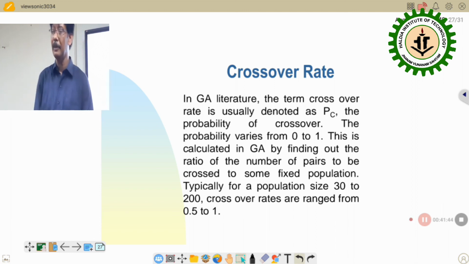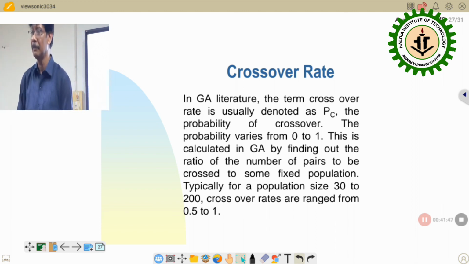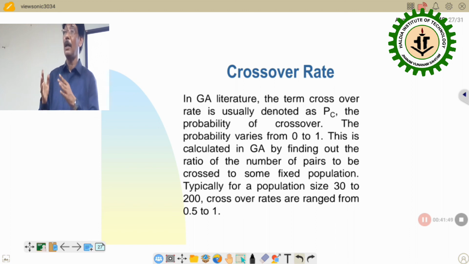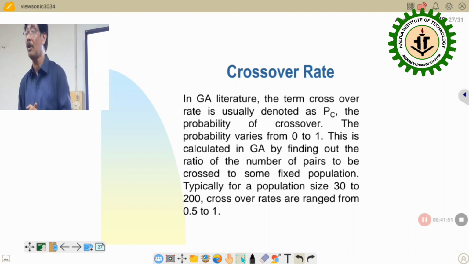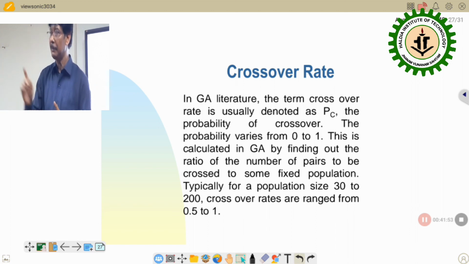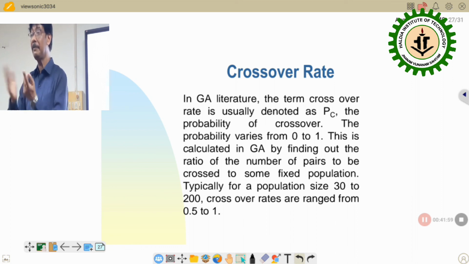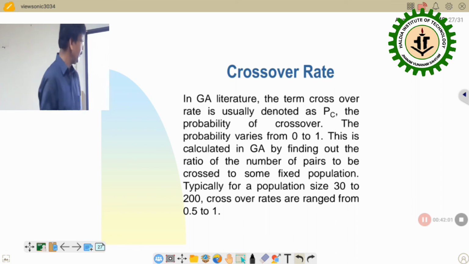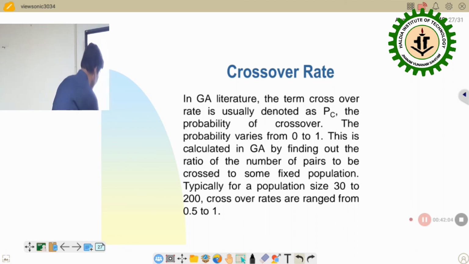What is the meaning of a 0.5 crossover rate? Suppose there are 100 chromosomes. Out of 100, how many will go for the crossover operation? 0.5 means half, so 50 chromosomes will go there. 50 means how many pairs of parents? 25 pairs. Okay, so 0.5 to 1.